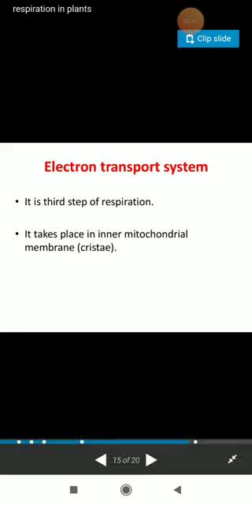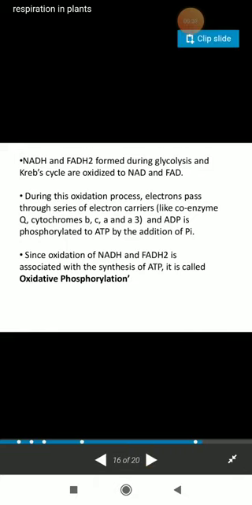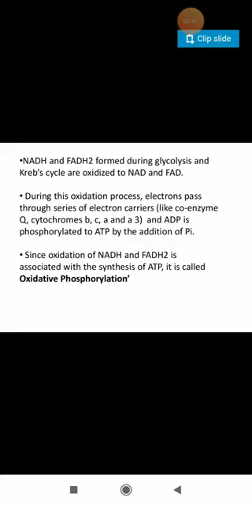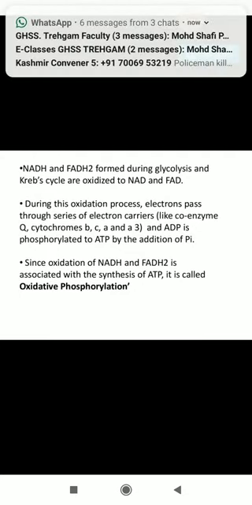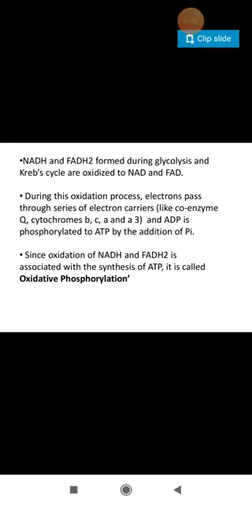What happens here is that NADH2 and FADH2, which are formed during glycolysis and Krebs cycle, are oxidized to NAD and FAD. During this oxidation process, electrons pass through a series of electron carriers, like coenzyme Q, cytochrome B, C, A and A3. And ADP is phosphorylated to ATP by the addition of inorganic phosphate. Since oxidation of NADH and FADH2 is associated with the synthesis of ATP, it is called oxidative phosphorylation.